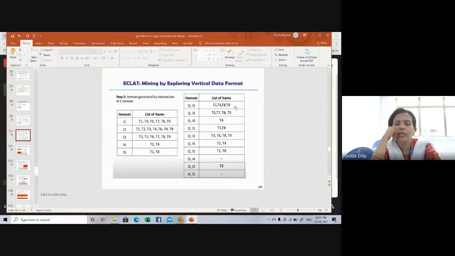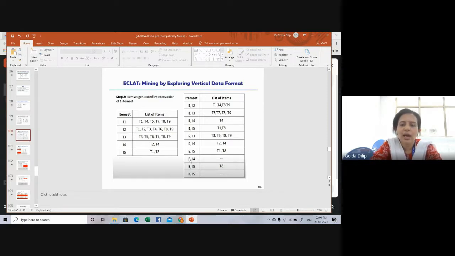Are all combinations satisfying the minimum support criteria? No, ma'am. Which is not satisfying? I1, I4. See, I1, I4 is having only one transaction. It's appearing in only one transaction, T4. So I can remove this.